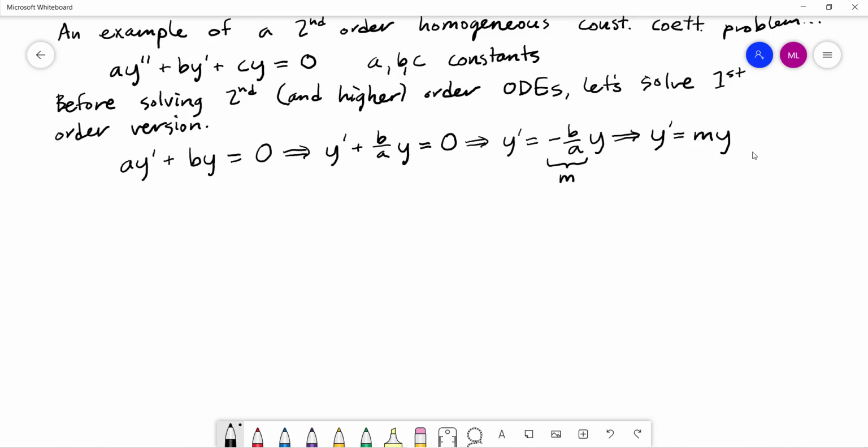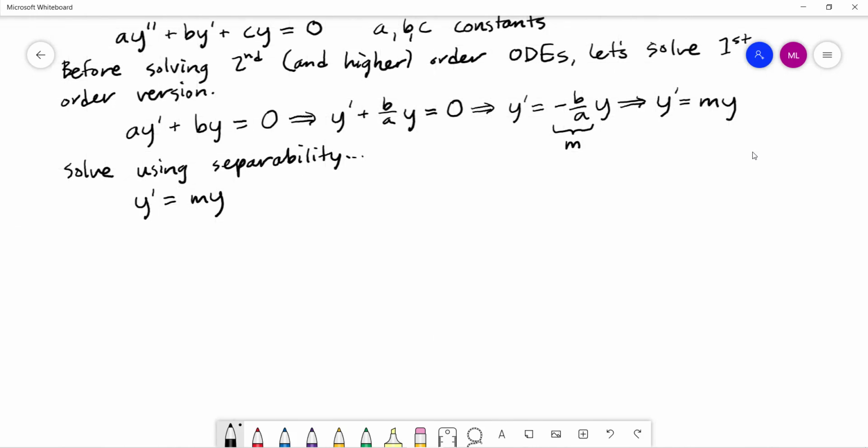But I've set it up so that we can solve this using separability. So we've got that y prime equals m times y. If we keep in mind that y prime is really the same as dy dx, now we can see explicitly the separation of the x and the y variables. I'm going to multiply both sides by dx and divide both sides by y. And our equation looks like dy over y equals m dx.